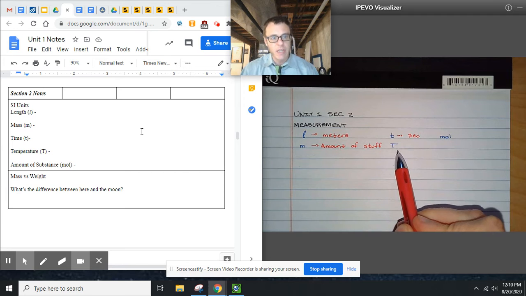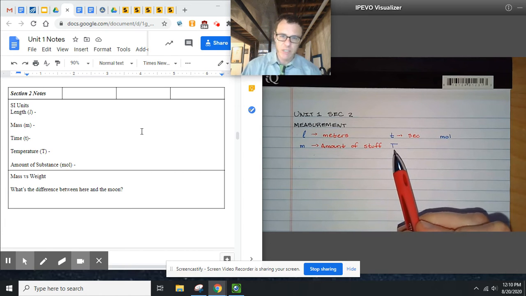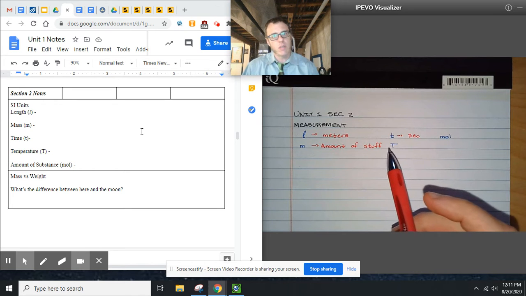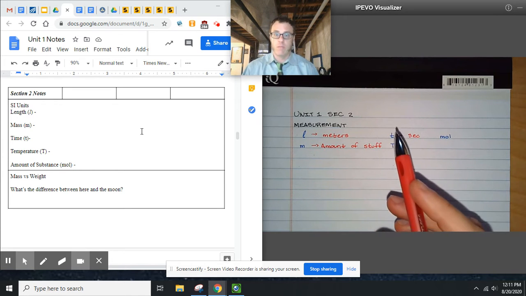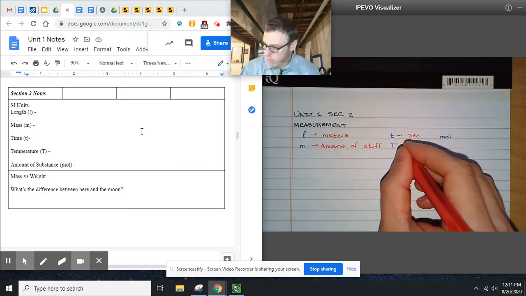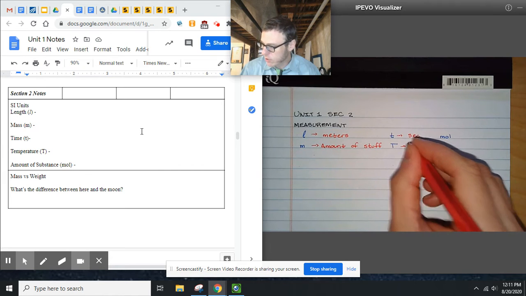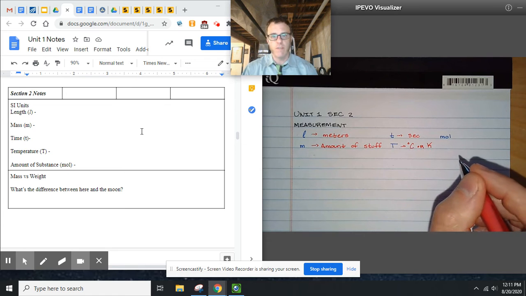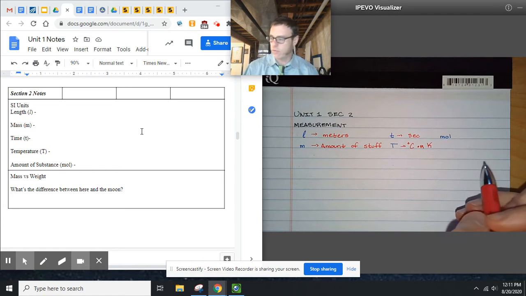Now, temperature is kind of weird because people are like, what does temperature actually measure? And so that's something that we kind of have to figure out. What does it measure? But here we're going to be using either Celsius or Kelvin. We will not be using Fahrenheit. Fahrenheit's stupid, and there's a reason for that.